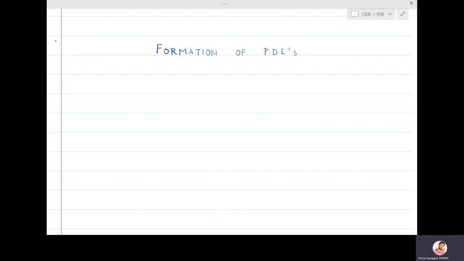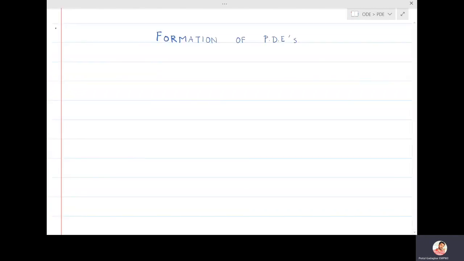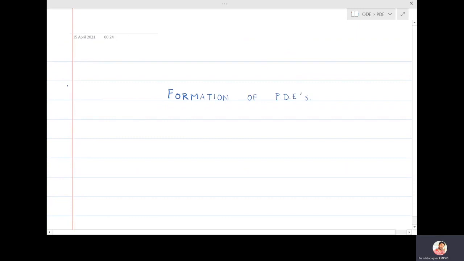In this lecture we are going to learn how to form PDEs by eliminating arbitrary constants and arbitrary functions. So let's go to the problems. Let's do the first problem.